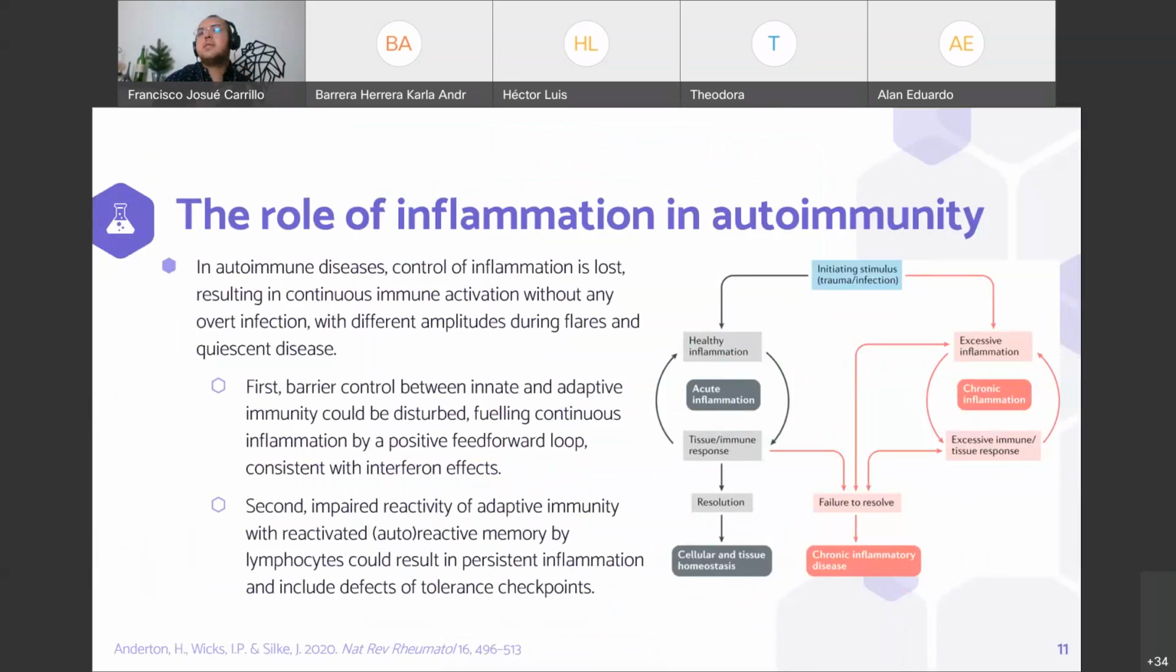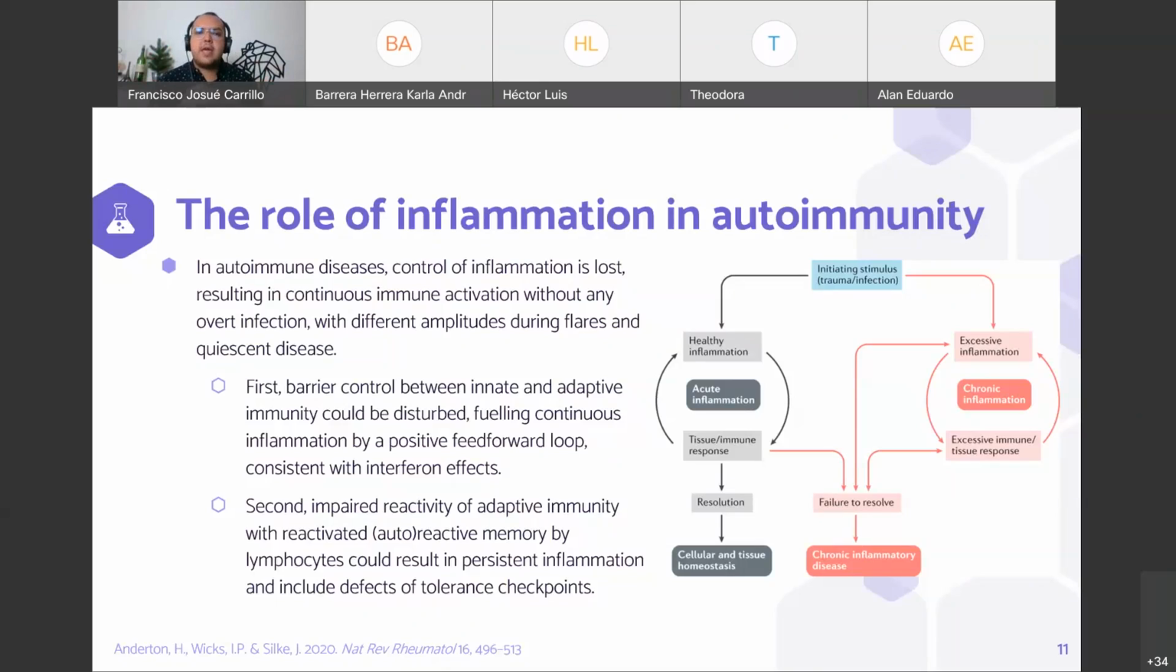So in autoimmune diseases, it is not just the loss of tolerance in the mechanisms of central or peripheral tolerance that is important. The control of inflammation is also lost. This results in a continuous immune activation without any infection. This is very heterogeneous, and in some conditions there are many peaks of activation or regulation that may contribute to a chronic inflammatory state. There are two hypotheses, or two models, for studying this condition.